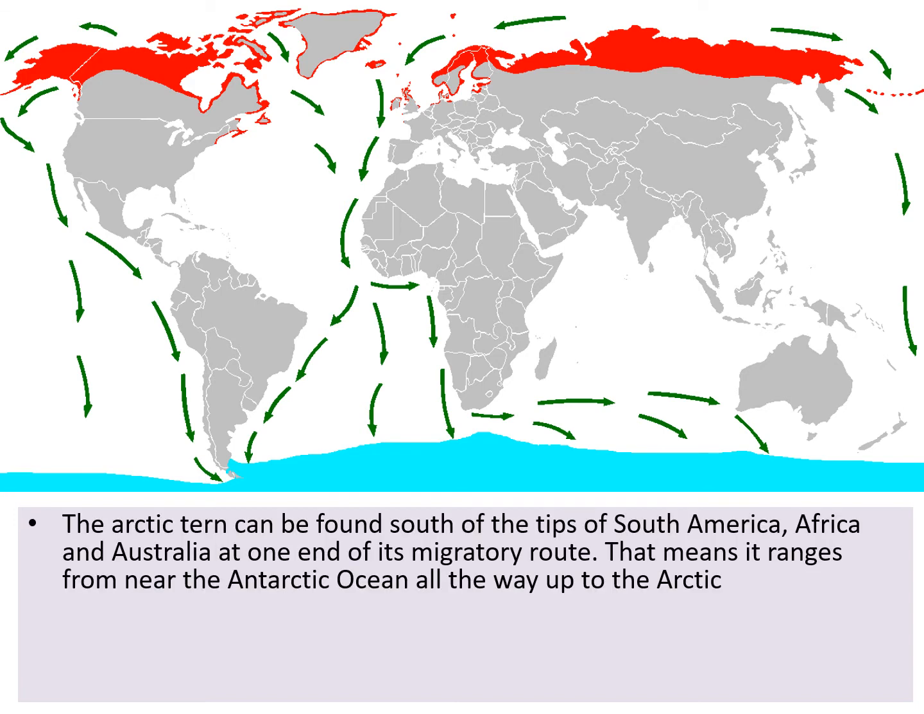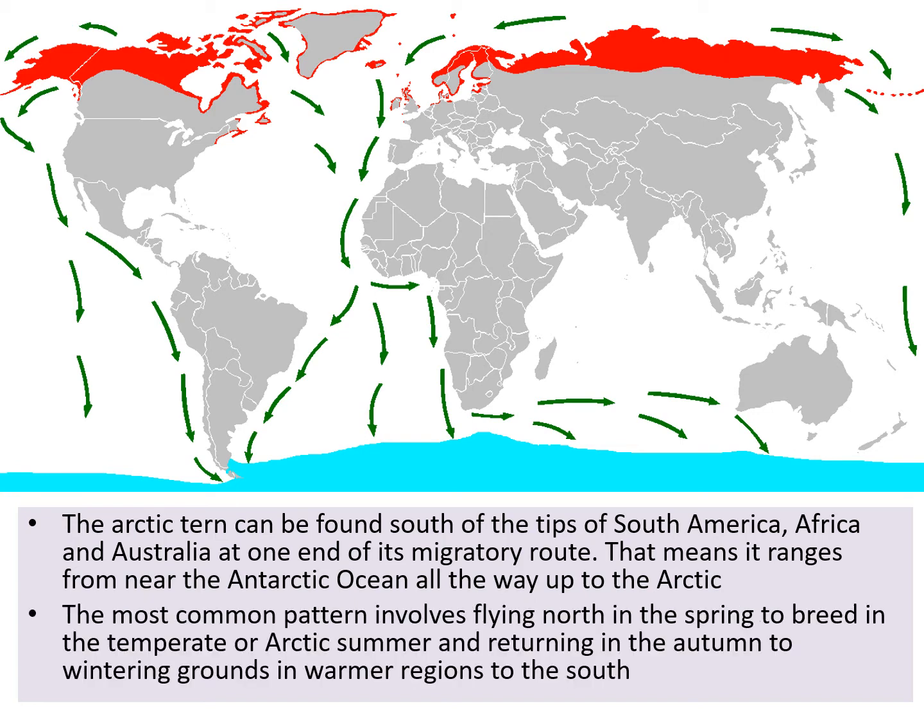Now, this is a route which is shown by the Arctic tern, which covers 11,000 miles from the North Pole to Antarctica. It is found south of the tip of South America, Africa, and Australia at one end of its migratory route. That means it ranges from near the Antarctic Ocean all the way to the Arctic. It covers the whole of the earth. The most common pattern involves flying north in the spring to breed in the temperate or Arctic summer and returning in autumn to wintering grounds in warmer regions in the south.